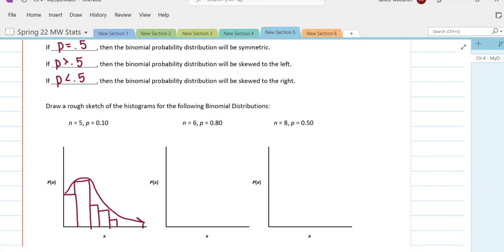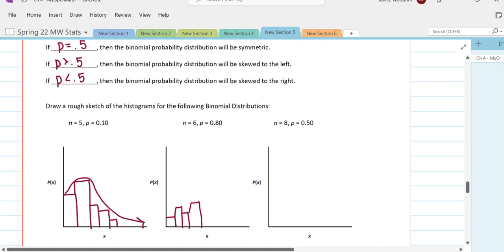Then for the second example, you have an n of 6, probability of 0.8, which is greater than 0.5, so this is just going to be the opposite. It's going to skew left. So it'll have its smaller tail over here. Maybe something like that. And then it starts getting bigger, like that. So it skews to the left.